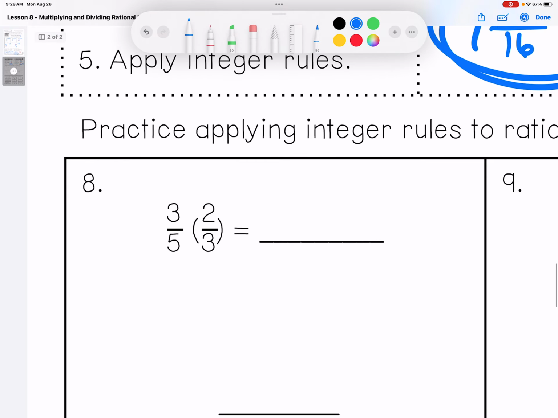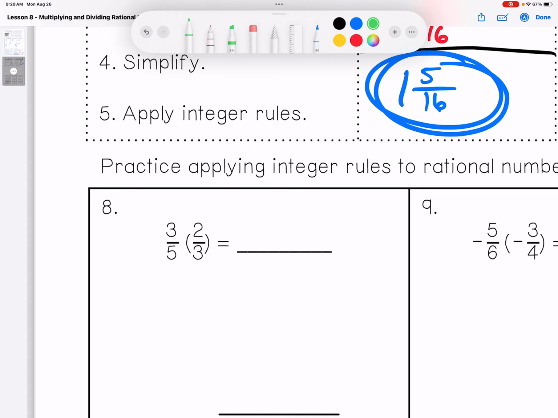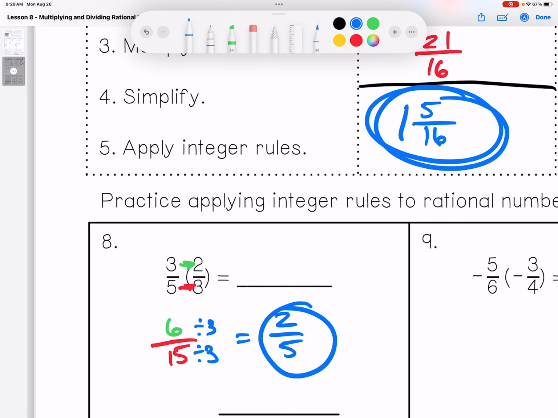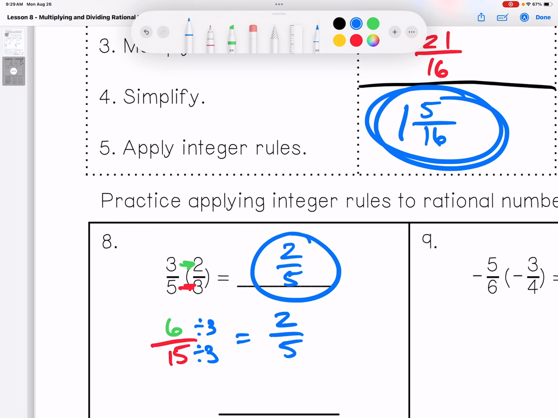Here we go. We're multiplying, so we just get to multiply across right here. 3 times 2 is 6. 5 times 3 is 15. Both of those will go into 3. You're left with 2 over 5, which is your answer. It is positive because they both are positive to begin with.